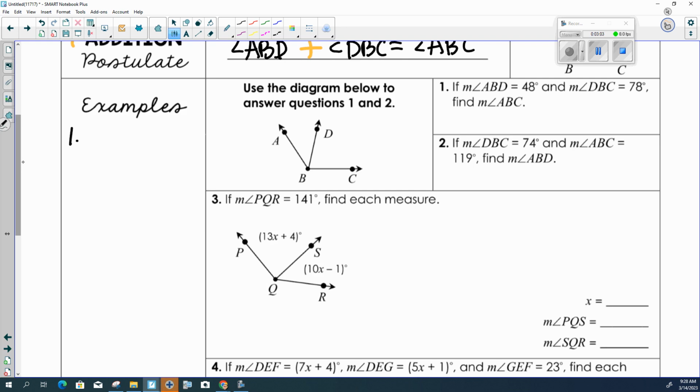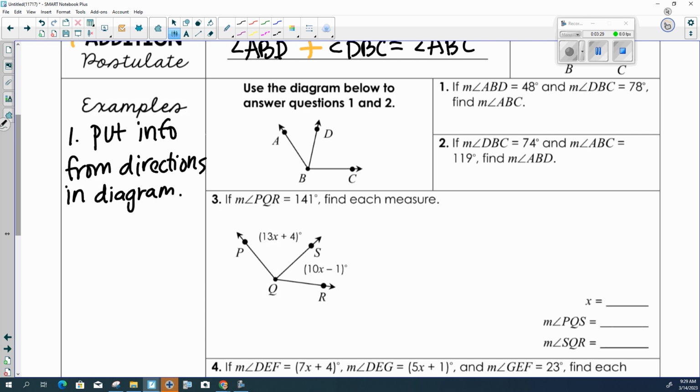Okay, the first thing I would like you to do, and as I told you on your homework, you will get credit for doing this step. You will get credit marked off if you don't do this step. You need to put the information from the directions in your diagram. In geometry, if you get in the habit of doing this, it will make your life easier when we get to proofs. If you're not in the habit, proofs are a mess.